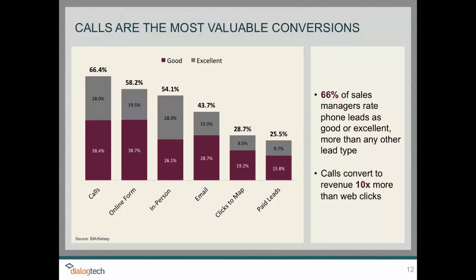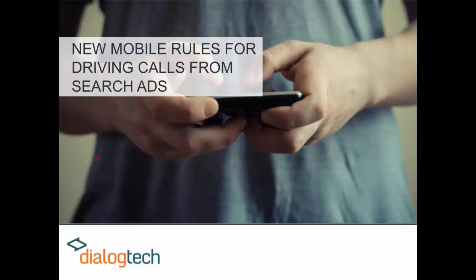And this is great news for marketers. There are some stats that show that 66% of sales managers rate phone leads as either good or excellent, better than any other lead type. And research shows calls convert to revenue 10 to 15 times more than web leads, than web clicks. And that makes sense. Someone who calls you is just more engaged and ready to speak to a salesperson. They're usually further along in their research cycle and are ready to make a purchase. So these are the type of leads marketers most want to generate and send to their sales teams. And mobile, smartphone advertising is a great way to do that.